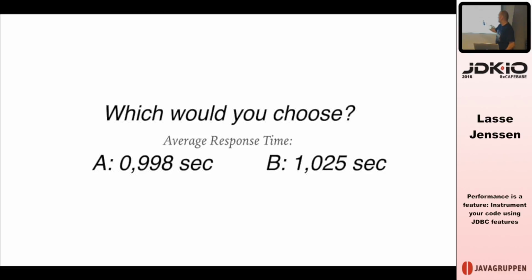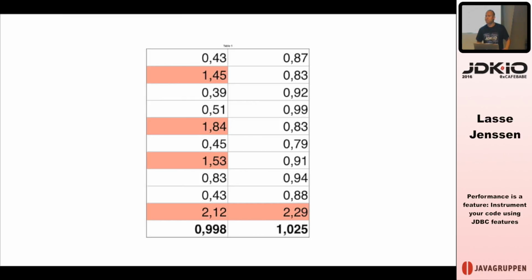Okay, so which one would you choose? You have to choose between two options, this is average response time, and let's say that your SLA is 1 second. You have to choose between an average response time of 0.998 seconds and 1.025 seconds. Of course, you would probably say, I would go for A. That's the quickest one. But if you look at the numbers behind these, you would see on the left side a lot of red numbers. And customers really don't care about the super fast timings. What they feel is the pain of these outliers.